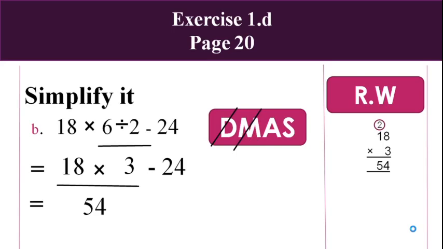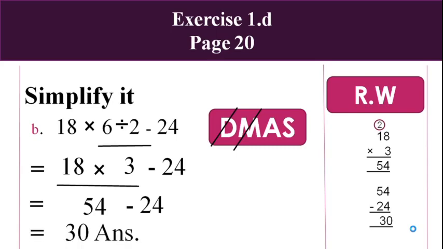Now we are going to write the rest of the question as it is, minus 24. So 54 minus 24. 4 minus 4, 0. And 5 minus 2, 3. So we have to write over here 30. And this is your answer.